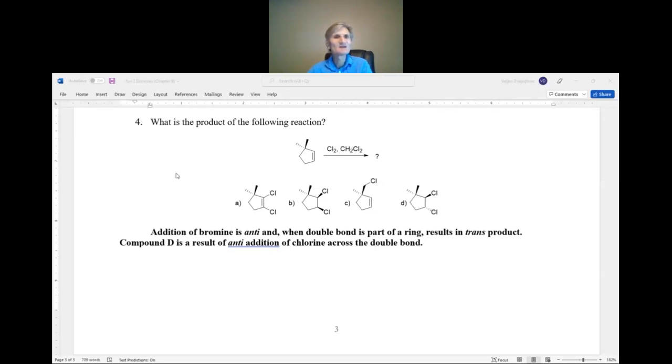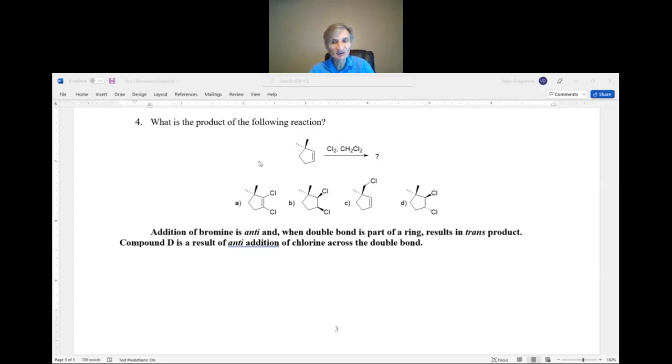Question number 4. What is the product of the following reaction? And so we have here chlorine in dichloromethane. Dichloromethane is the solvent. So chlorine, that's addition of chlorine across a double bond. Electrophilic addition of halogens across double bond, chlorine and bromine, is anti. That means that 2 atoms of halogen, in this case 2 atoms of chlorine, add anti on the opposite sides of double bond. They add from the opposite sides of the double bond.